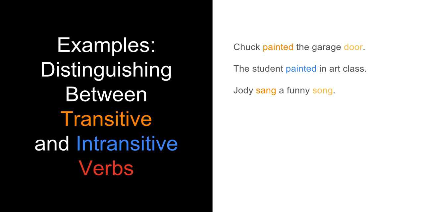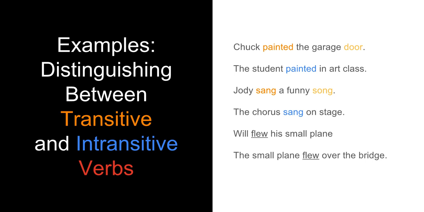Let's try it again. Jody sang a funny song. The chorus sang on stage. Jody sang what? A song. The chorus sang what? We don't have a who or what answer. Therefore, in sang a funny song, sang is transitive, and sang on stage is intransitive. Try and tell me which of these two sentences has a transitive verb and what its object is, and which sentence has an intransitive verb.